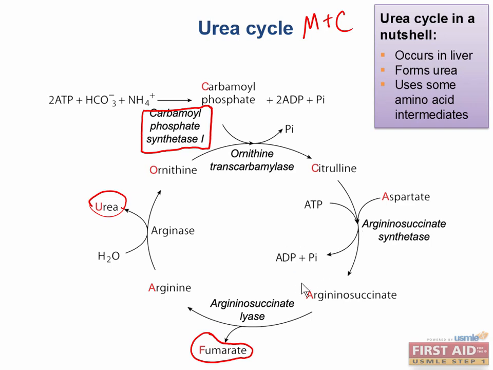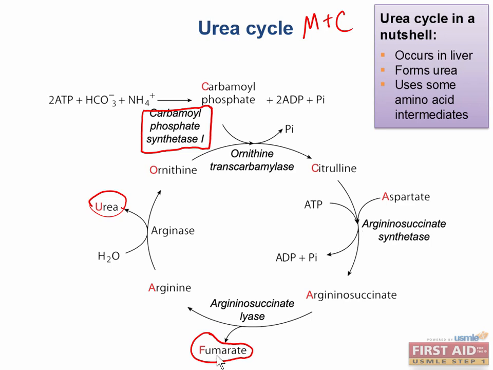Before we keep cycling through, let's quickly talk about the structure of urea. Urea itself has two nitrogenous groups. One of those nitrogenous groups is going to come from the ammonia that we started with, and the other nitrogenous group is going to come from the aspartate that we just added. There's going to be a carbon group in urea, and that's going to originate from the CO2 that we originally added. So eventually, as we keep spinning through, we're going to get our first product out, a fumarate molecule.